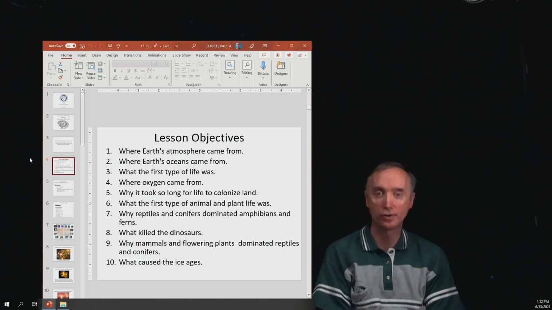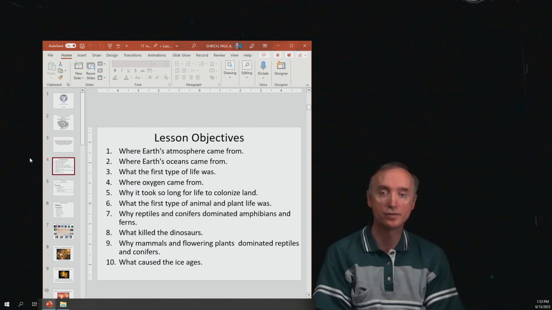So you should be able to explain, where did the Earth's atmosphere come from? Where did the Earth's oceans come from? What was the first type of life? Where did oxygen come from? Why did it take so long for life to colonize land? What was the first type of animal and plant life? Why did reptiles and conifers dominate amphibians and ferns?